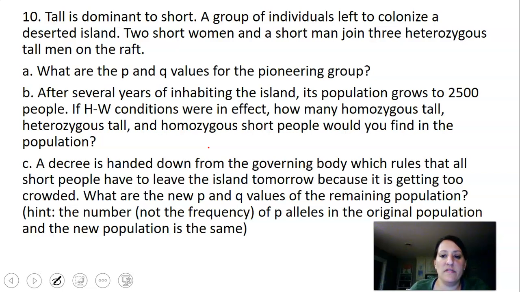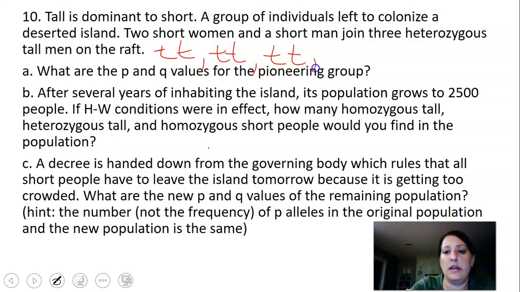So we've got a group of individuals, and this is going to be another example of that founder effect. They're going to leave their population, and they're going to go to a deserted island, so a new area, and they're going to colonize that new area. So who's going? We've got 2 short women. Okay, so remember, tall is dominant to short, so those short women are going to have the genotype little t, little t, so there's one of them. Here's the second. And then we've got a short man, and they're going to be with 3 heterozygous tall men.